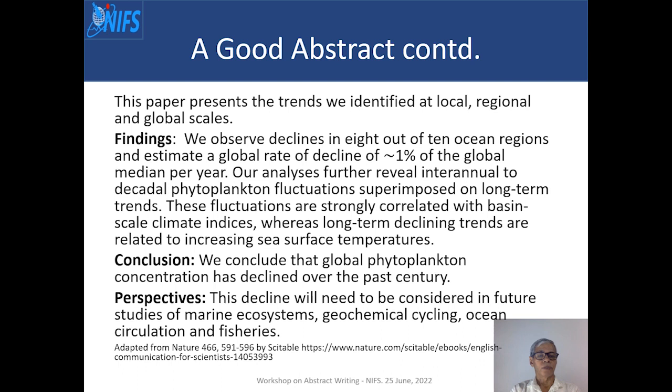So this decline will need to be considered in future studies of marine ecosystems, geochemical recycling, ocean circulation, and fisheries. So this was a study that looked at the changes in phytoplankton using indirect means because satellite data was not available. They looked at data which showed them the penetration of light through the oceans, and from this they estimated that there was a decline in the phytoplankton concentration. Hence, this study was important globally, which is why it could be published in the journal Nature.